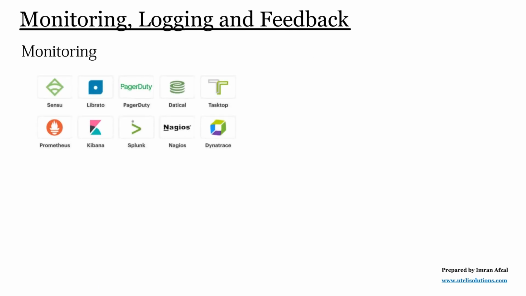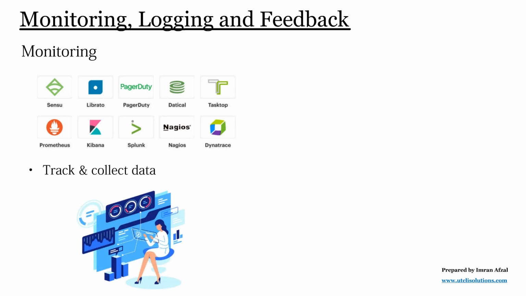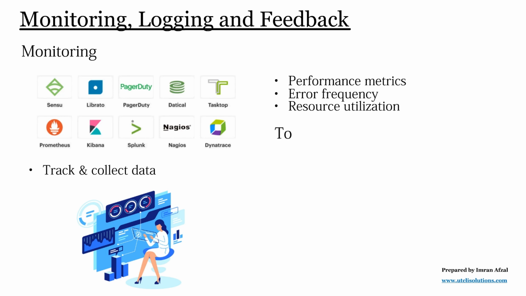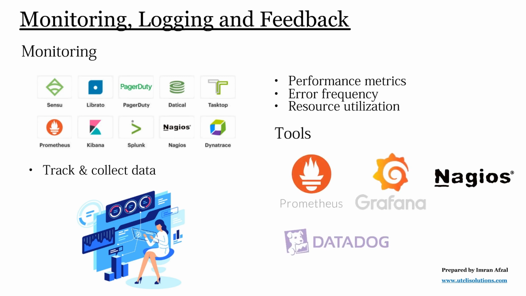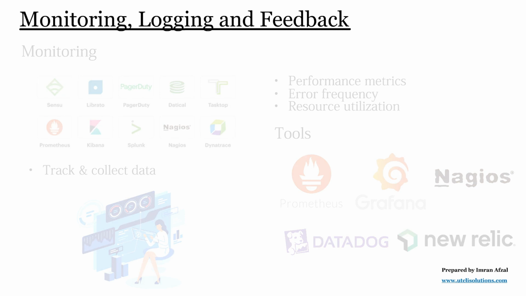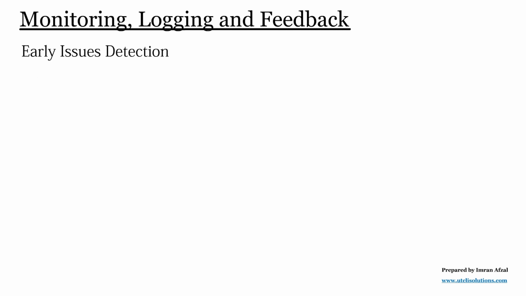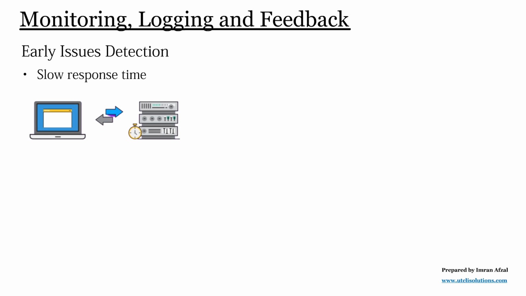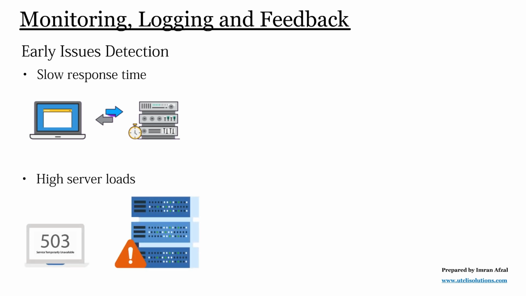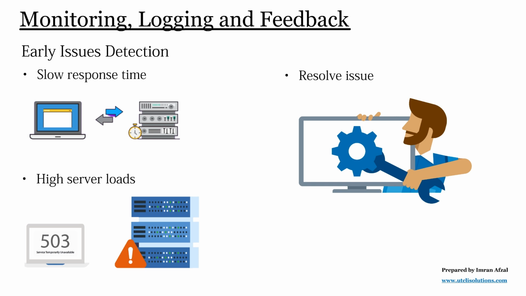Monitoring uses different tools and automated systems to continuously track and collect data on various aspects of software and infrastructure, such as performance metrics, error frequency, and resource utilization. Some commonly used monitoring tools are Prometheus, Grafana, Nagios, Datadog, and New Relic. Monitoring provides the following advantages. Early issue detection. With the help of monitoring, some issues like slow response time or high server loads are identified and resolved as early as possible.